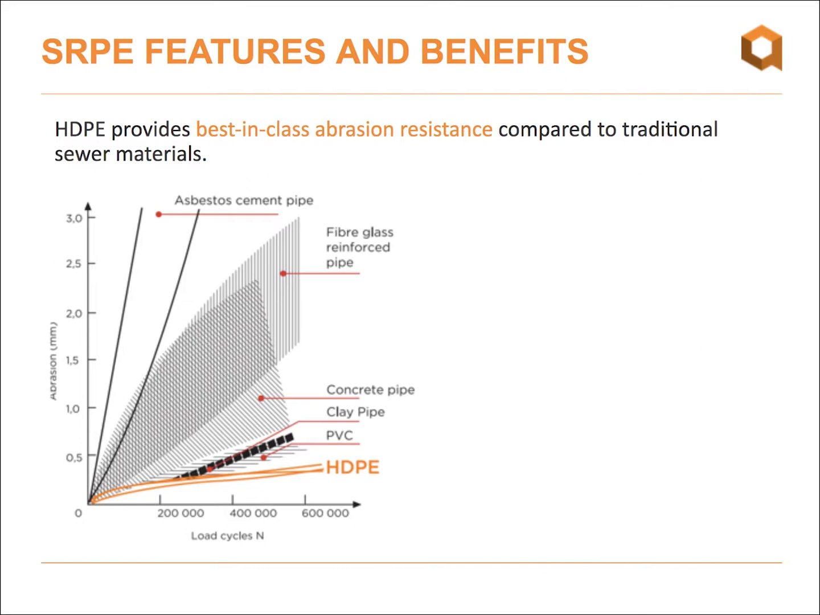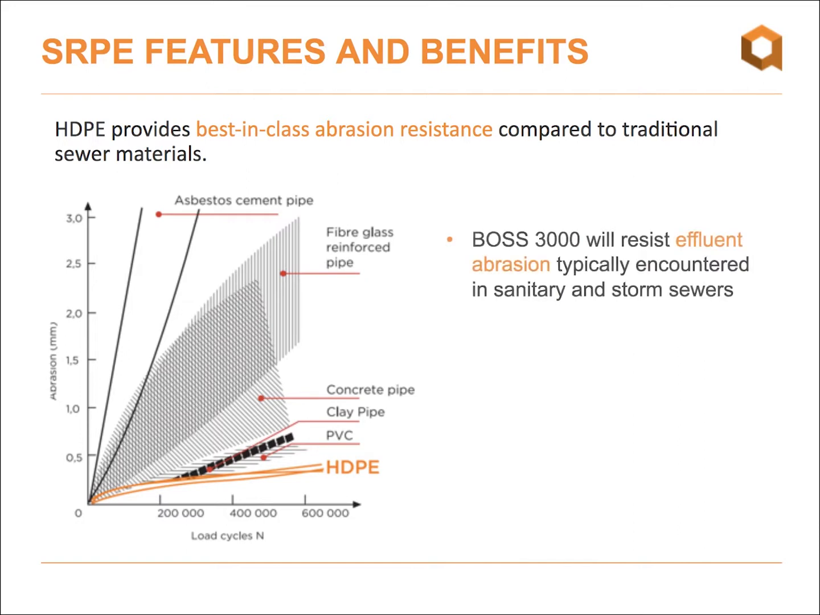And all research has clearly demonstrated that HDPE offers the highest resistance to abrasion, with other thermoplastics being close in performance, and clay pipe performing surprisingly well. But the only issue with clay pipe is it's not manufactured anymore in Canada. So if you look at being able to resist the effluent abrasion, if you're using the steel reinforced polyethylene pipe in a storm sewer application, typical abrasive material present in storm sewers and or sanitary sewers will not be an issue.